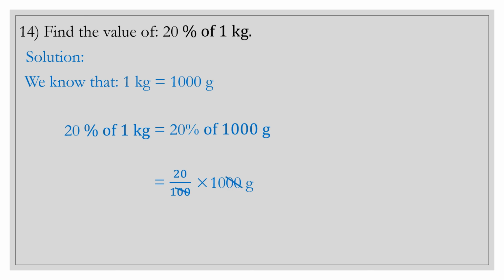Now simplify. Cut 20 by 20. Now we have 20 multiplied by 10. Do the multiplication. We get 200 gram. So the answer is 200 gram.